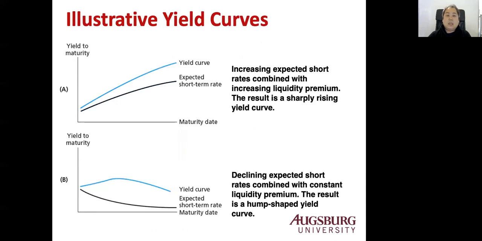So if you look at this yield curve, if you have expected short-term rates increasing and then increasing liquidity premium, then you have a sharply rising yield curve. However, if you expect the short rate to decline and the liquidity premium is constant, then you have a hump-shaped curve. So depending on the expectation, you have different kinds of yield curves. Usually the rising yield curve is the normal one. The other yield curves, the inverted one, the hump-shaped one, the flat one, are signals for a bad future.